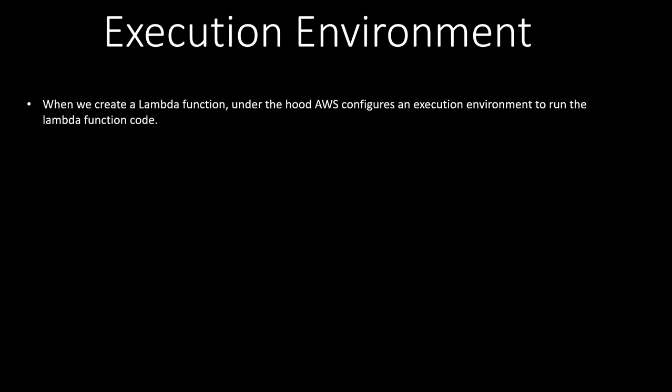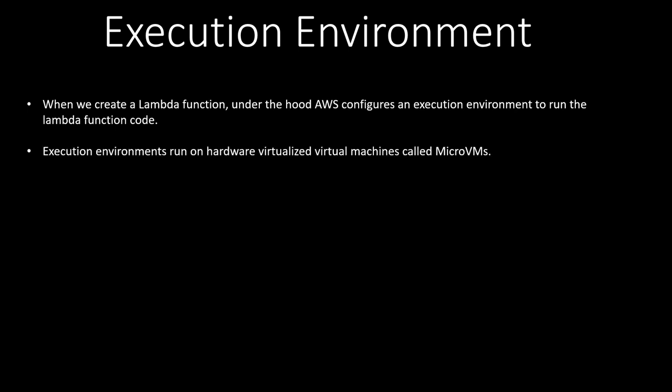When we create a Lambda function, under the hood, AWS configures an execution environment to run the Lambda function code. So whenever we create a Lambda function through the Lambda console or Lambda API, internally AWS configures an environment to run that Lambda function, which is known as the execution environment. Execution environments run on hardware virtualized virtual machines called micro VMs.